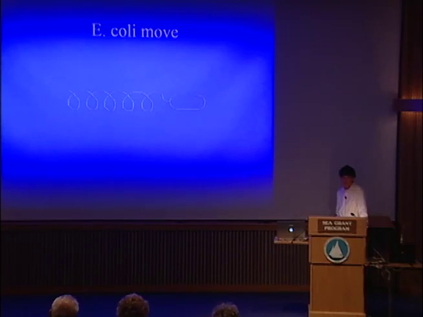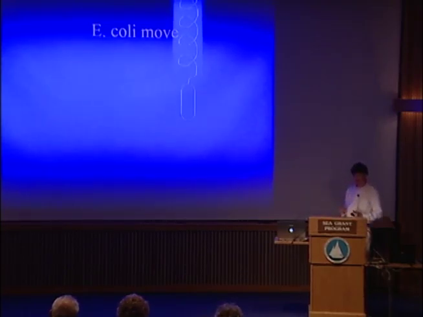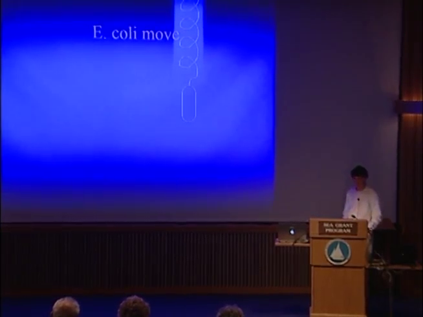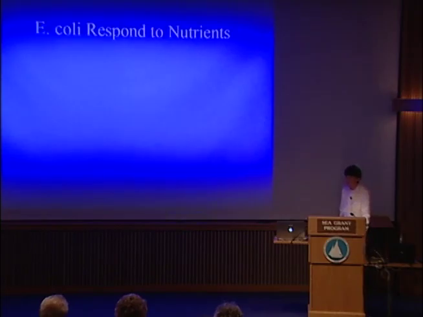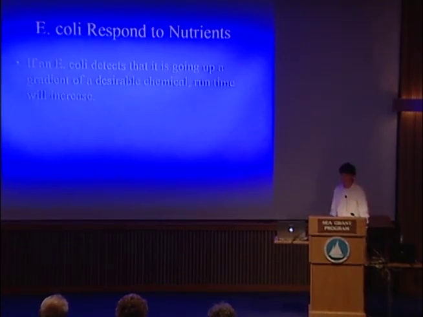So if you have an E. coli bacterium swimming along in the tube, it's right now rotating its flagella counterclockwise and therefore running. But if it tumbles, it's rotating its flagella clockwise, causing them to splay out in all directions for about a tenth of a second and making it point in a new direction, at which point it then starts running again.